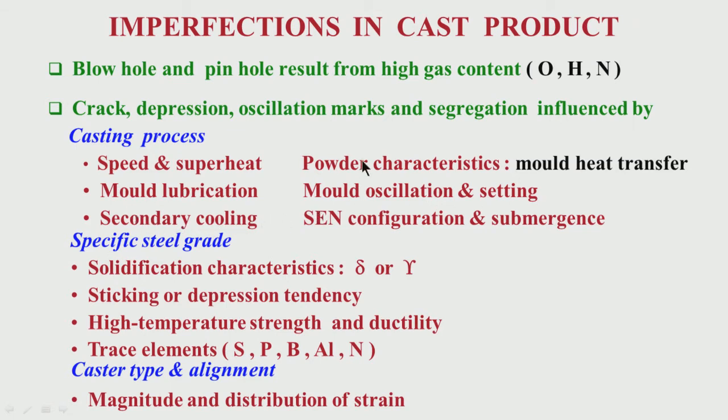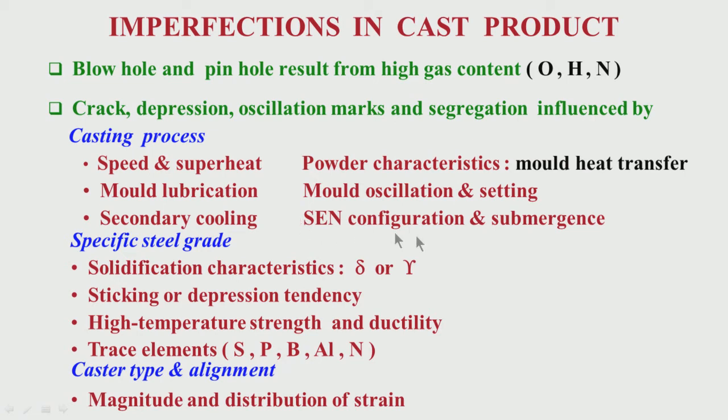Then I have told you after primary cooling in the mold, heat transfer depends on the type of powder, but in secondary cooling, that means below the mold, when you are cooling with either water or you may cool with air mist. So, what is the extent of secondary cooling? What is the distribution? How intense is it? How it comes down? At what ratio it should come down from the top to bottom? This is very important. This is all part of casting process.